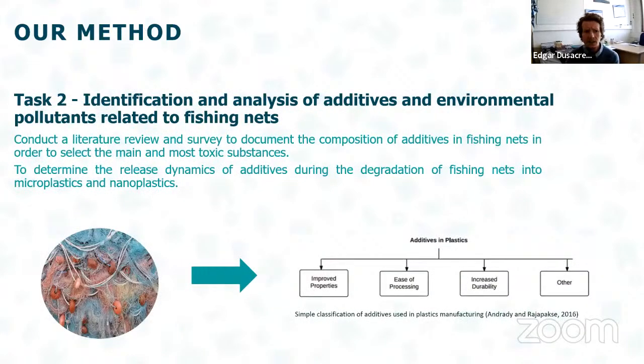The second task is to conduct a literature review and survey to document the composition of additives in fishing nets in order to select the main and most toxic substances. It's also to determine the release dynamics of additives during the degradation of fishing nets into microplastics and nanoplastics.